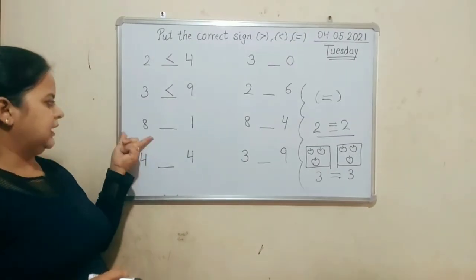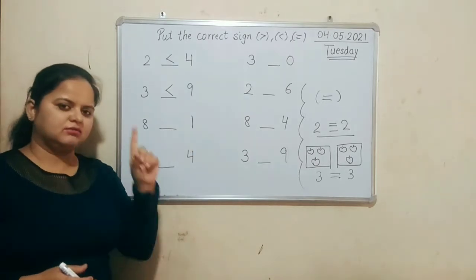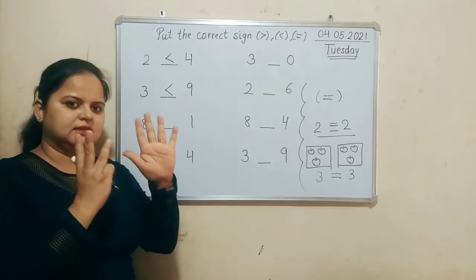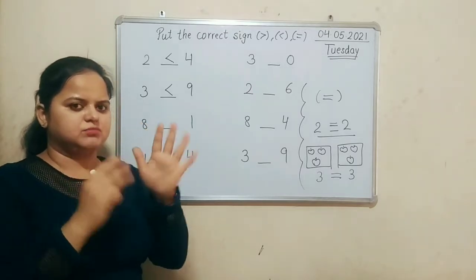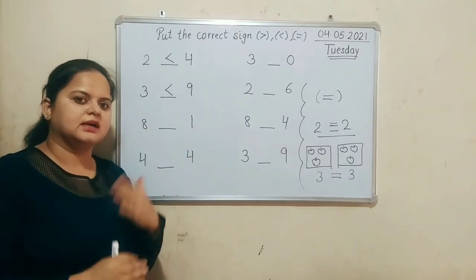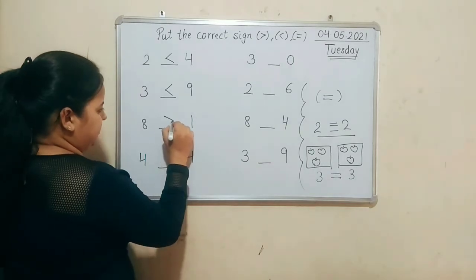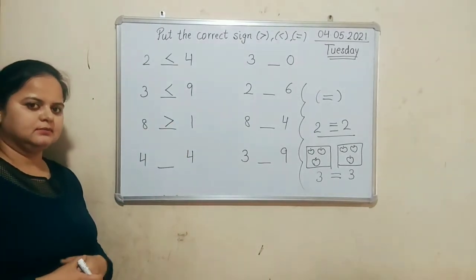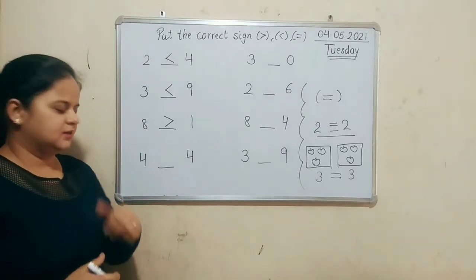Okay. 8 and 1. Only one object on one side, and on the other side we have 8 objects. So which are more? 8. So 8 is the greater number, and we have to put the sign like this. Good.